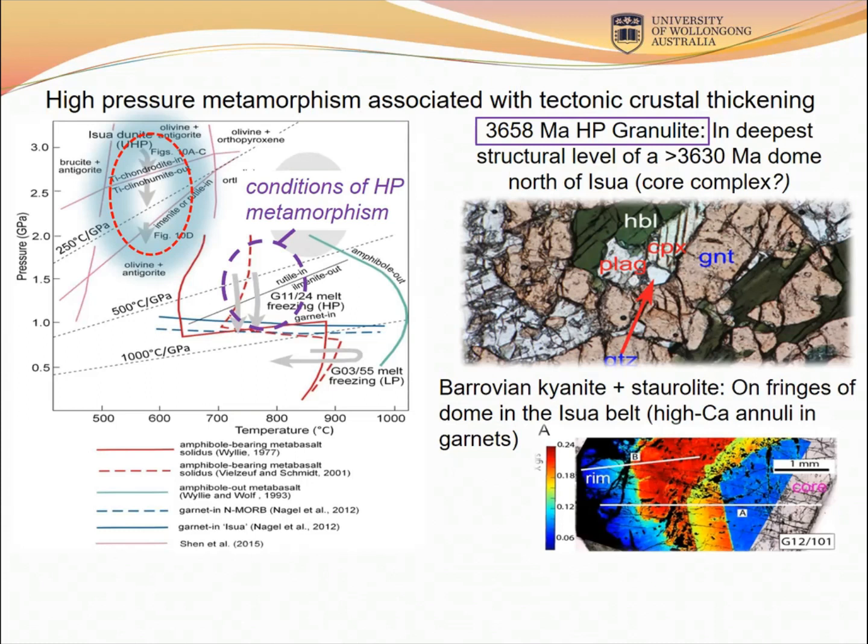But then along with that, when you go into an adjacent area, you get the so-called Barrovian kyanite plus staurolite assemblage, which is also an indication of crustal thickening metamorphism.